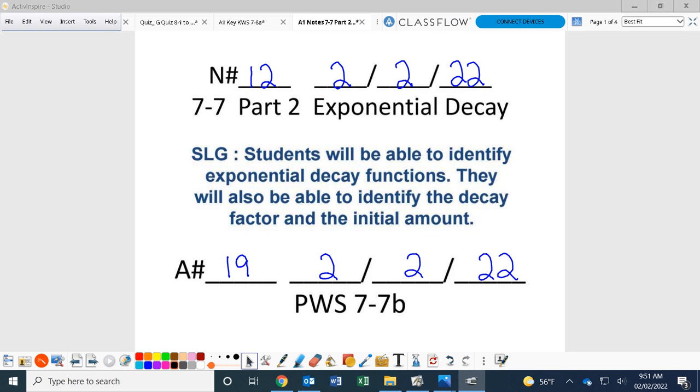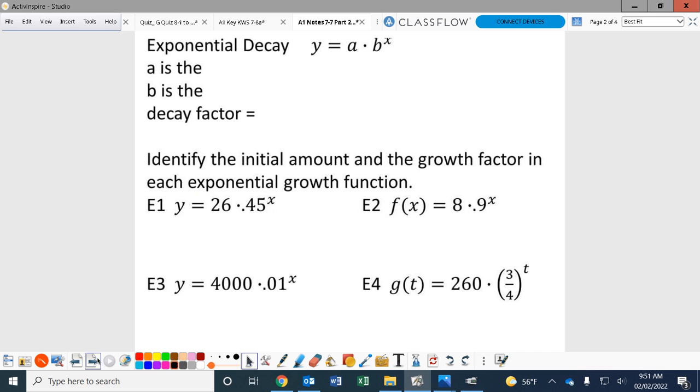Decay, again, going down instead of going up. Let's take a look and show you what it looks like. Here is the formula for an exponential function: y equals a times b to the x. You need to know the function. You need to know what it looks like.